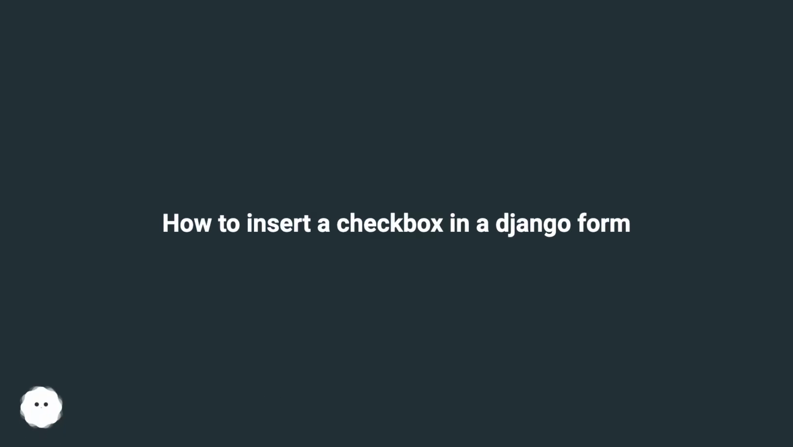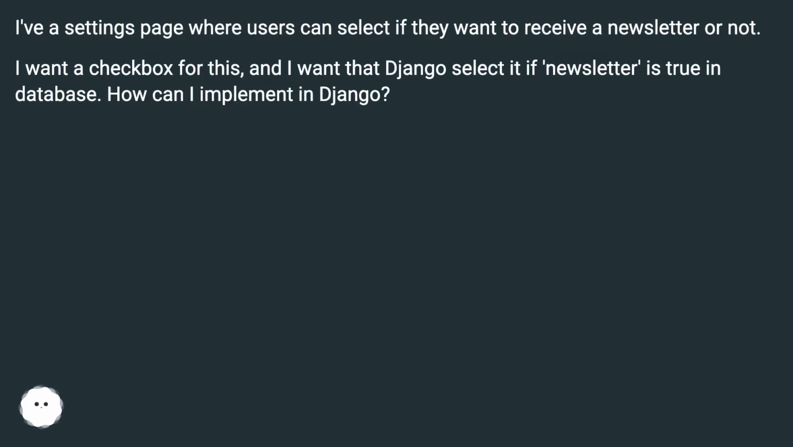How to insert a checkbox in a Django form. I've a settings page where users can select if they want to receive a newsletter or not. I want a checkbox for this, and I want Django to select it if newsletter is true in the database. How can I implement this in Django?